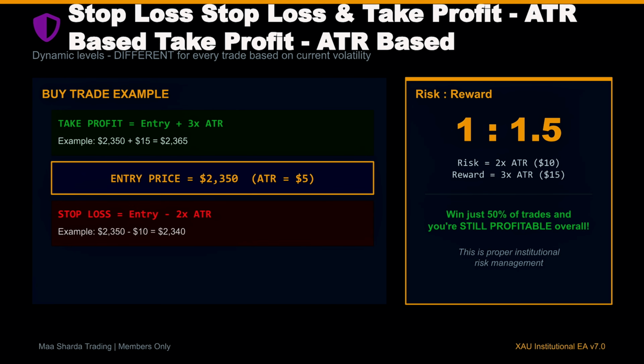Stop loss and take profit levels are dynamic and based on ATR. For a buy trade, stop loss is 2x ATR below entry, and take profit is 3x ATR above entry. This ensures a consistent 1 to 1.5 risk-to-reward ratio, meaning you remain profitable even with a 50% win rate.